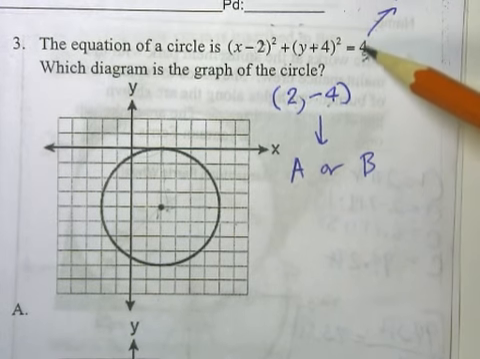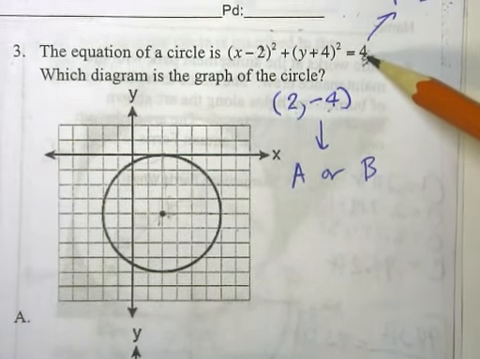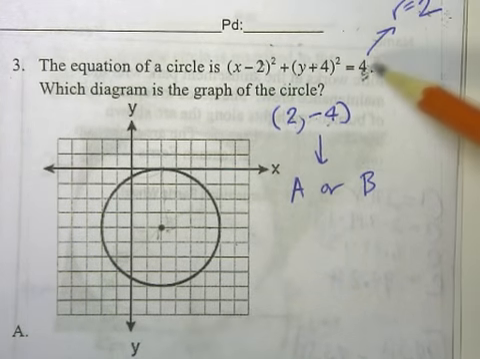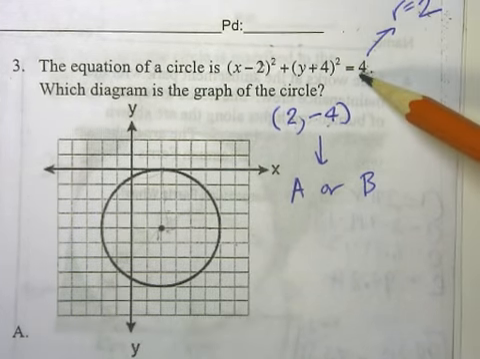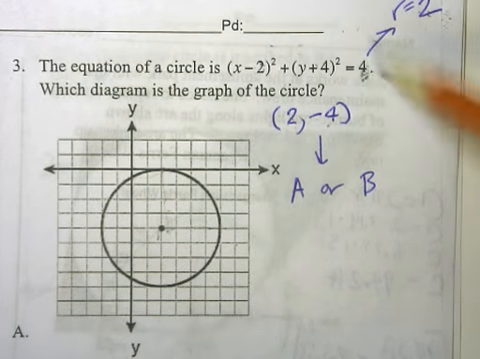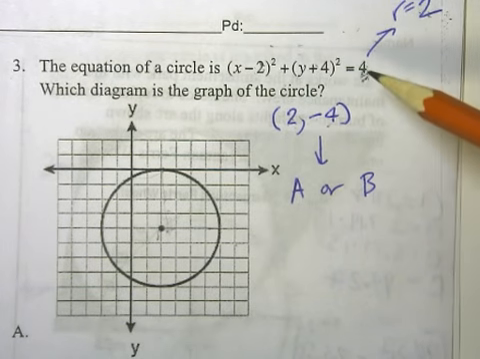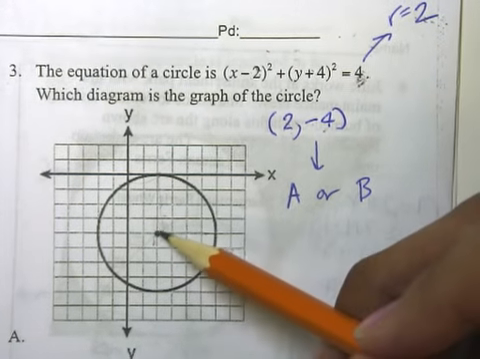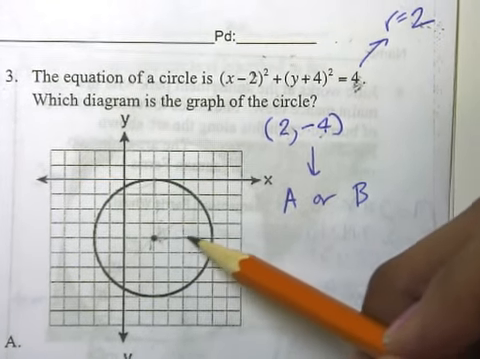But in order to get rid of that, we had to square both sides of the equation. So this 4 was originally squared, which means that the radius is 2, because 2 squared is 4. Or what we can say here is that we took the square root of both sides, and the square root of 4 is 2. So my radius is going to be 2.